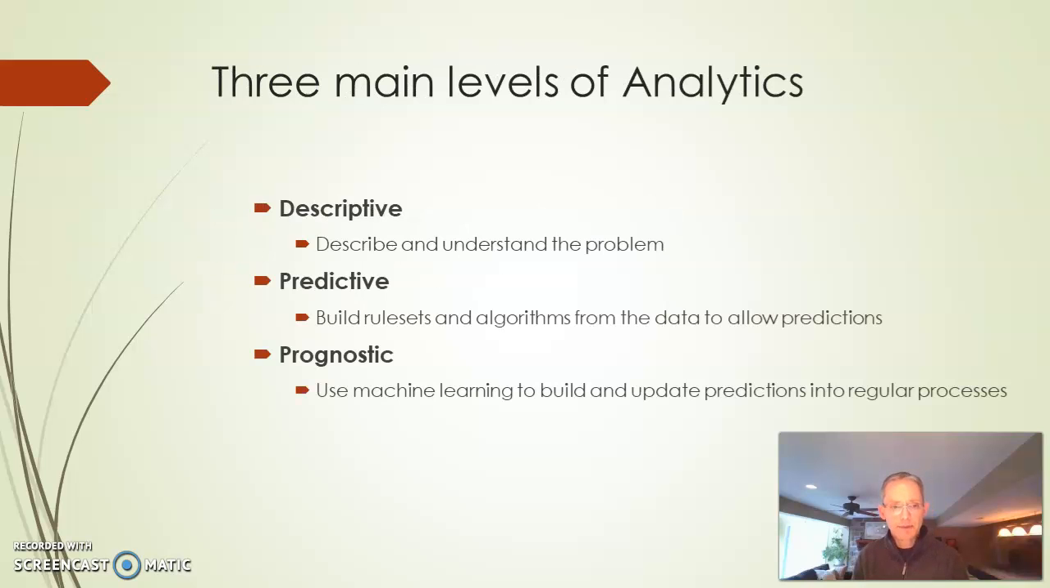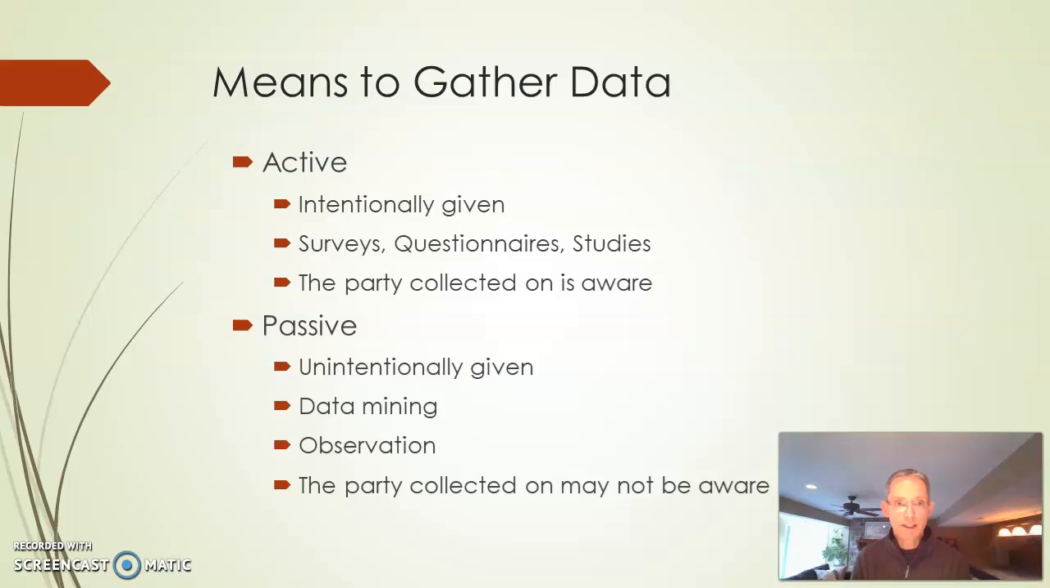There's three main levels of analytics that we want to go for. One is descriptive, like we talked about, getting that information out there and being able to understand it. Predictive is, okay, now I want to build an intuition, build rule sets and algorithms. Prognostics, then we take it to machine learning, where the machine itself learns and automatically does some of those predictions into a regular process.